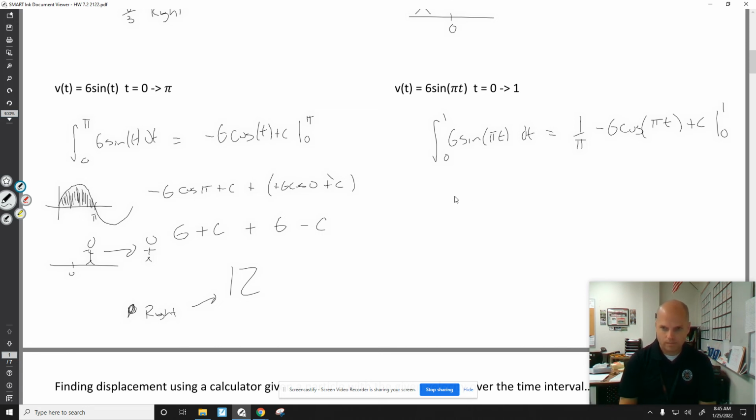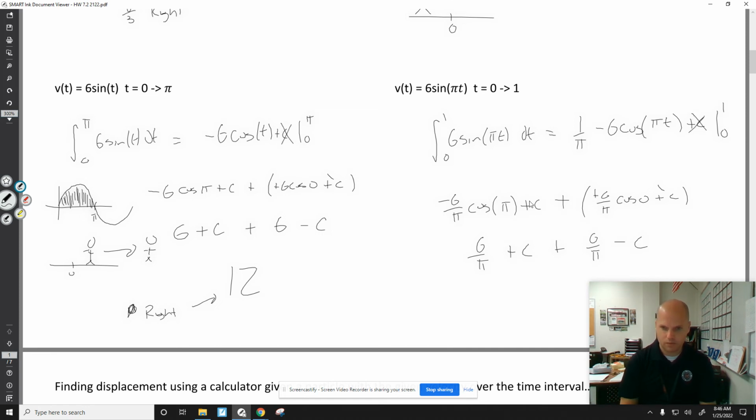So x of 1 would be negative 6 over pi cosine pi plus c. Then x of 0, negative 6 over pi cosine 0 plus c. Distribute the negative. This will be positive 6 over pi plus c. And this will be positive 6 over pi minus c. The c's go away. I didn't need the c to begin with.